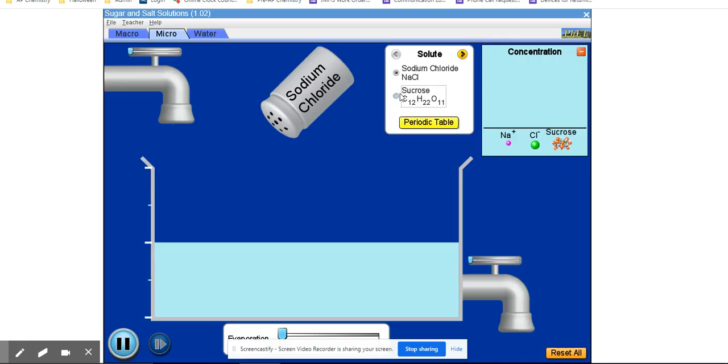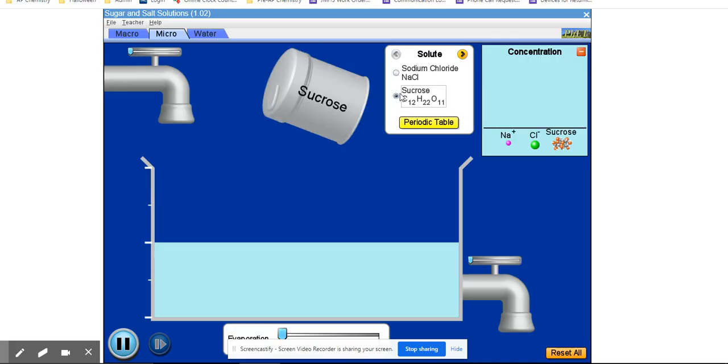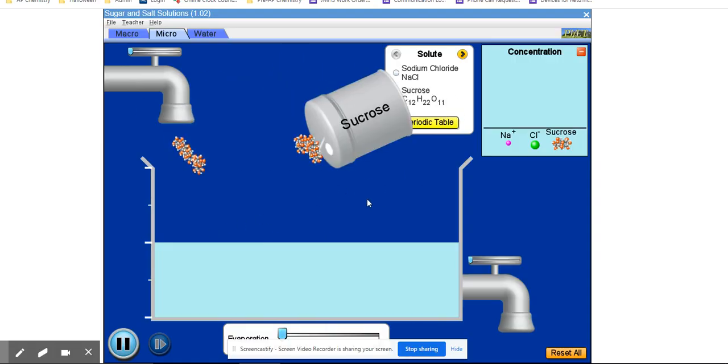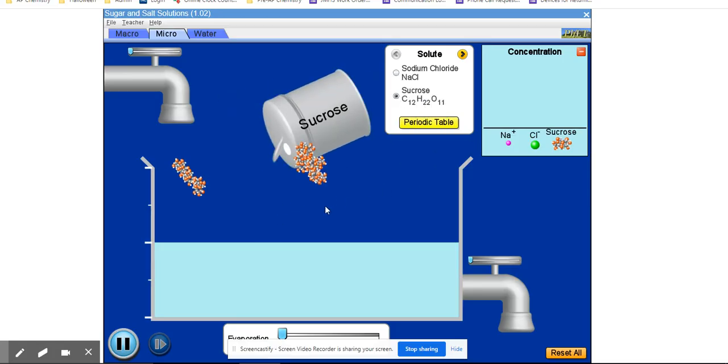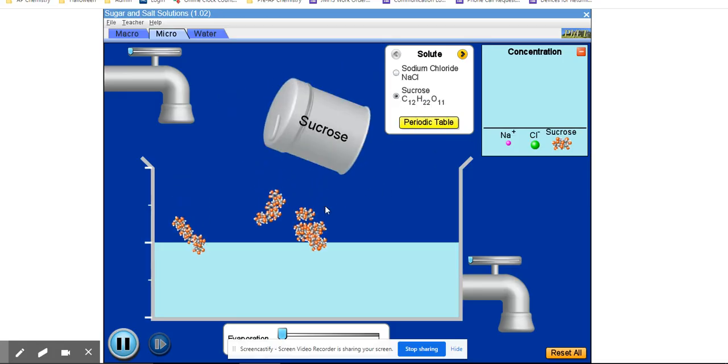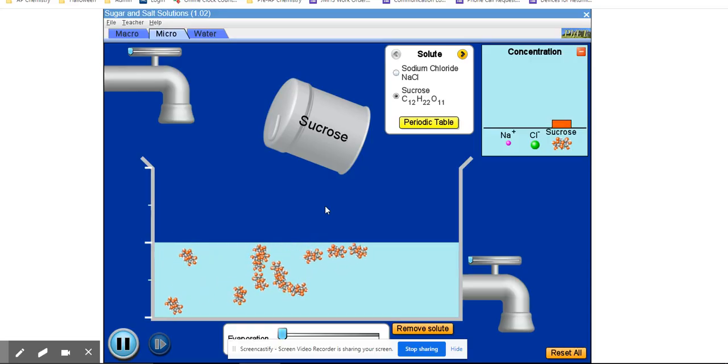Now we're going to change over to sucrose. Again, we're looking for the separation of the atoms, the individual atoms, not necessarily the molecules. Okay, so as you can see, we're just going to dump some of that sugar in there. You can see that it comes in big chunks. And now we're looking to see, are the atoms separating?